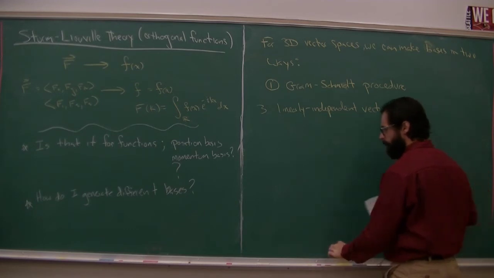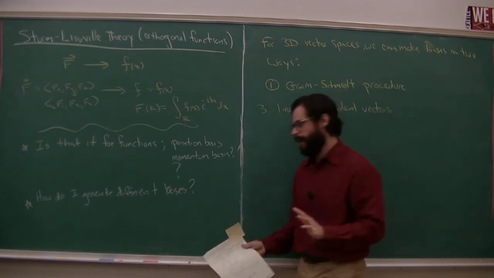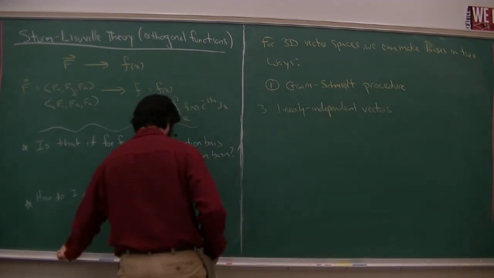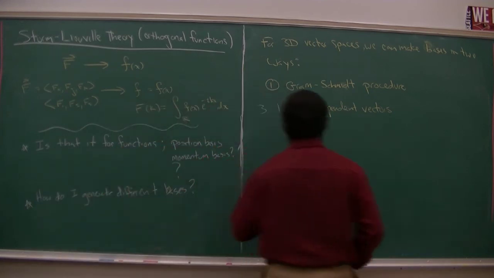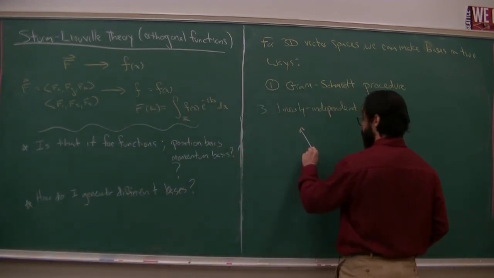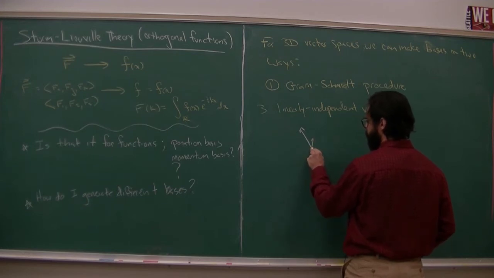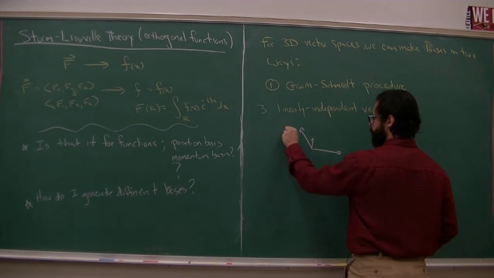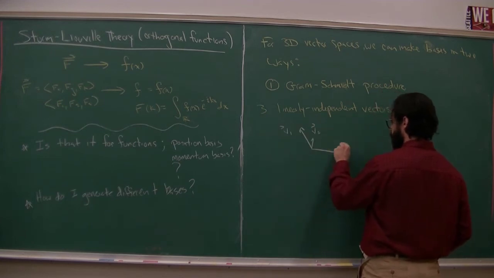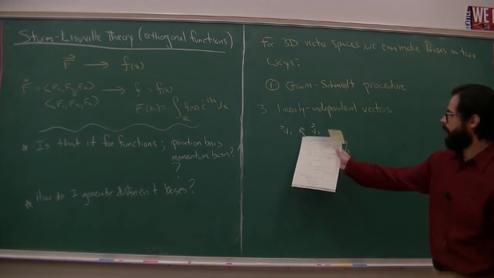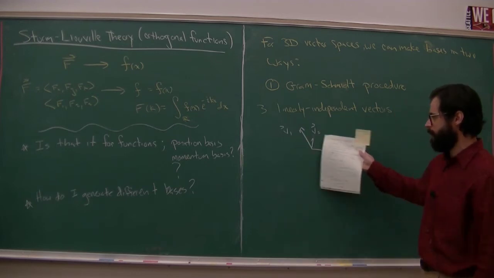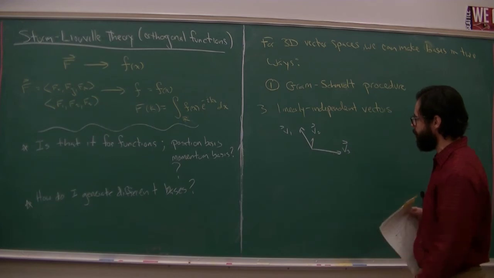And they don't have to be orthogonal, they don't have to be normalized, they just need to be linearly independent. So I have 3 vectors, and no individual vector can be made out of a combination of the other 2. So maybe they look like this: v1, v2, v3. And there's no way of making v1 out of a linear combination of 2 and 3. There's no way of making v2 out of a linear combination of 1 and 3.